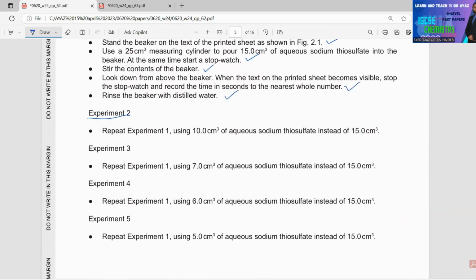Experiment 2. Repeat experiment 1 using 10 centimeter cube of aqueous sodium thiosulfate instead of 15 centimeter cube. Experiment 3. Repeat experiment 1 using 7 centimeter cube of aqueous sodium thiosulfate instead of 15. Experiment 4. Repeat experiment 1 using 6 centimeter cube of aqueous sodium thiosulfate instead of 15. Experiment 5. Repeat experiment 1 using 5 centimeter cube of aqueous sodium thiosulfate instead of 15 centimeter cube.